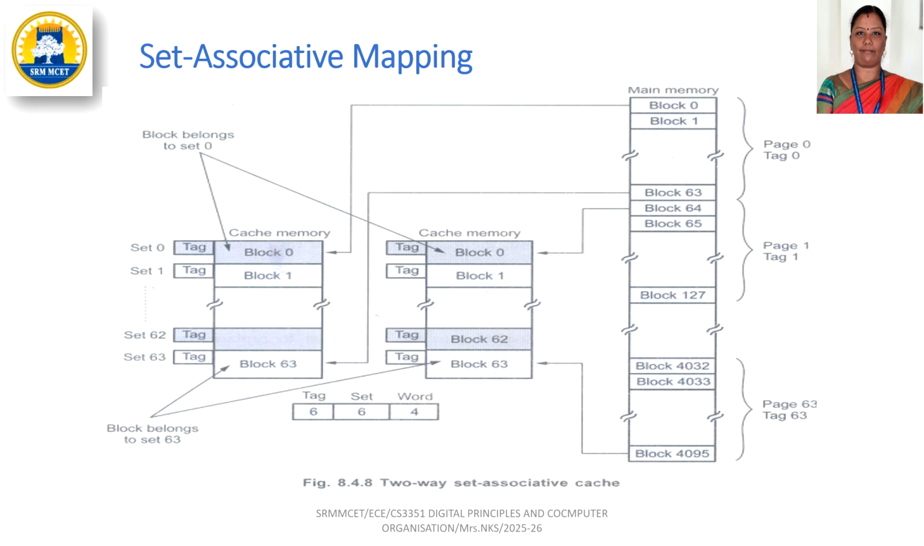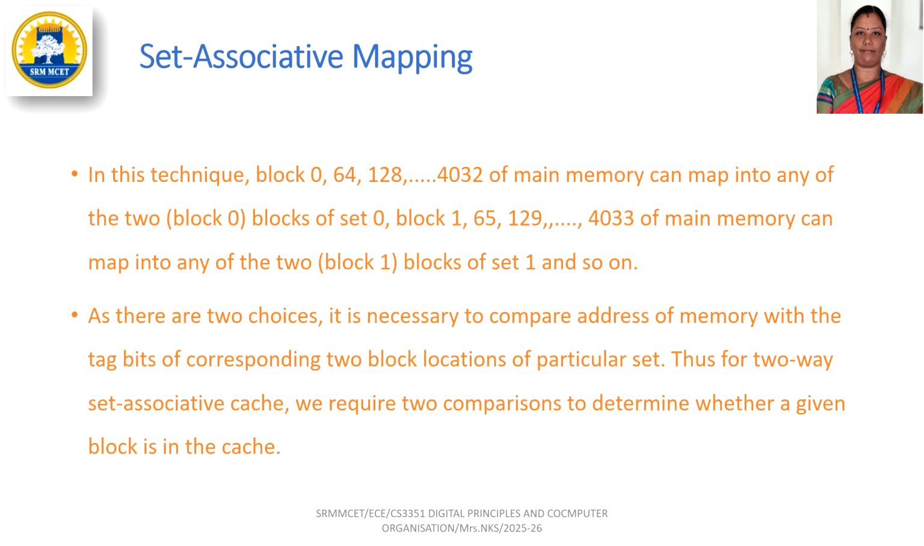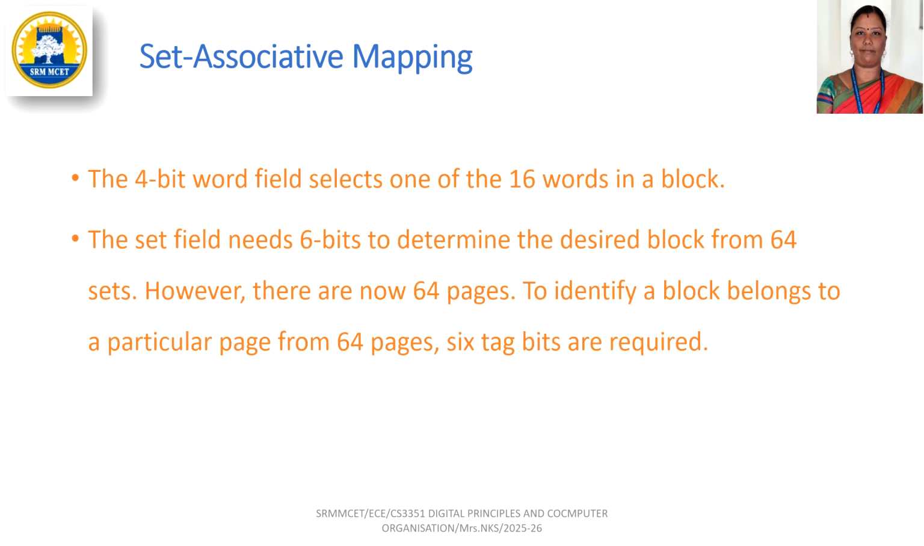As there are two choices, it is necessary to compare the address of memory with the tag bits corresponding to the two block locations in a particular set. There are two direct mapped caches here, so two bytes having the same offset from different pages can be in the cache at a time. So this improves the hit rate of the cache system.